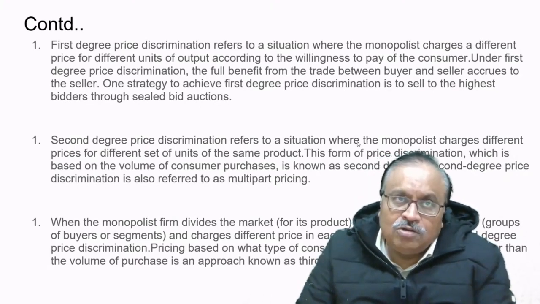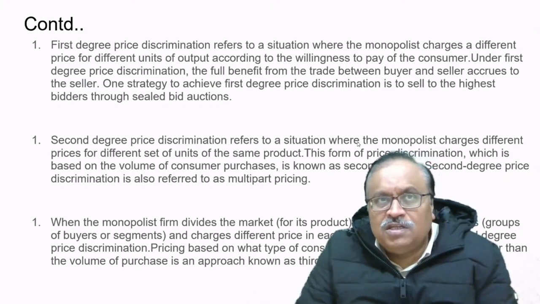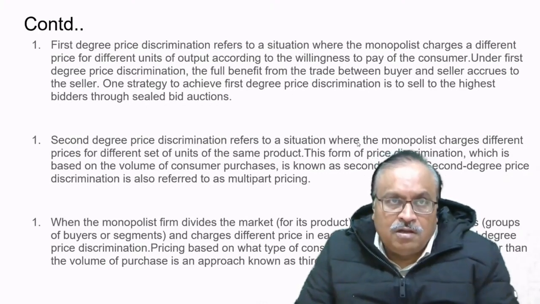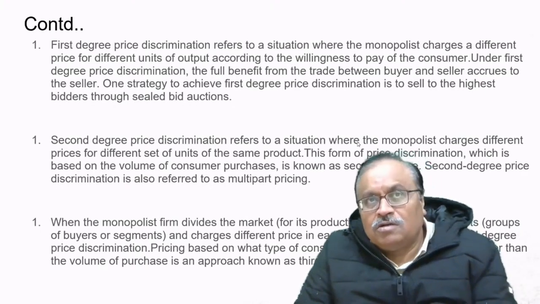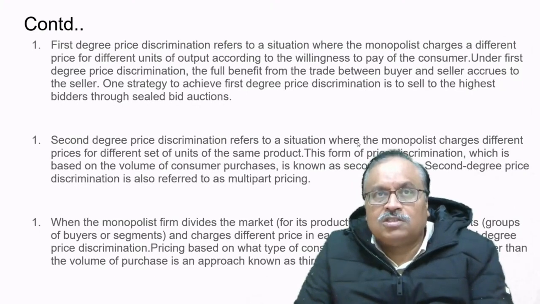So second degree is based on volume, the third degree is based on type of consumer, and first degree is based on where the seller gets the maximum benefit. The best option for first degree price discrimination is the auction or bidding.